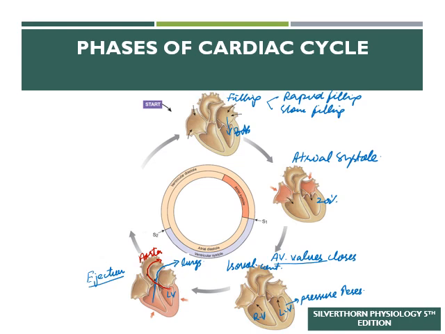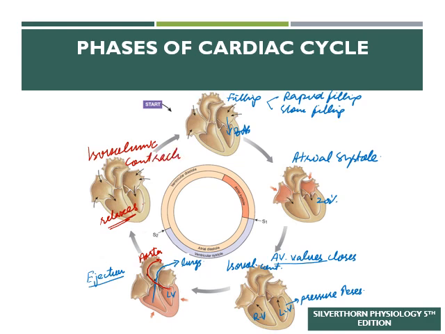When the ejection phase is complete, again all the valves become closed and the ventricles relax. When the ventricles relax, the next phase starts, that is called the filling phase. And before filling, when the ventricles are relaxing, that phase is called isovolumic relaxation.